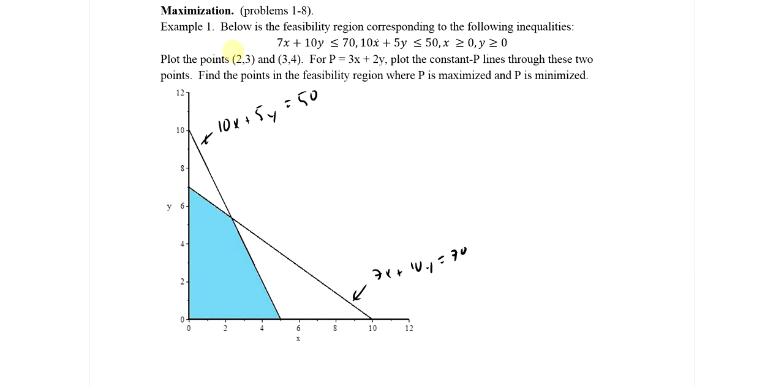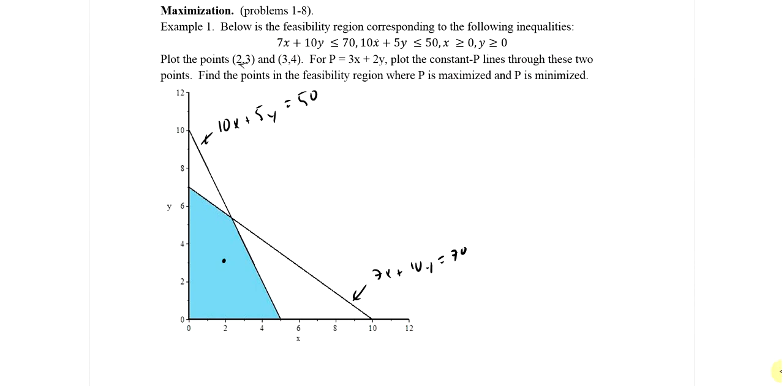In these problems 1 through 8, they ask you to plot a particular point. And actually in the book they give you the point. But let's plot the point 2, 3. So 2 is here, 2, 3 is about there. And for p, usually thought of as a profit function, p equals 3x plus 2y, plot the constant p line through these points.